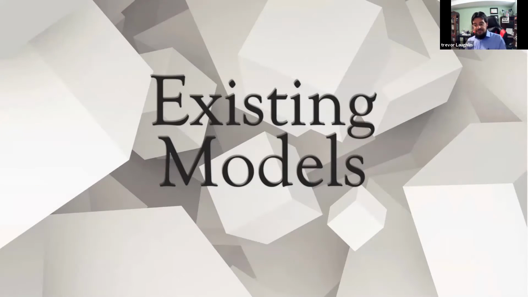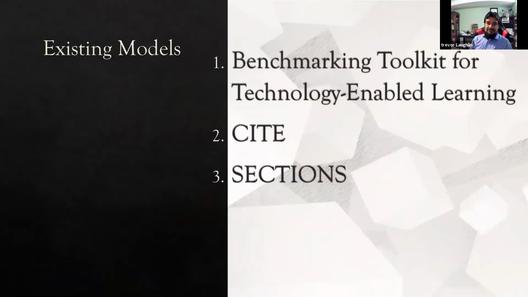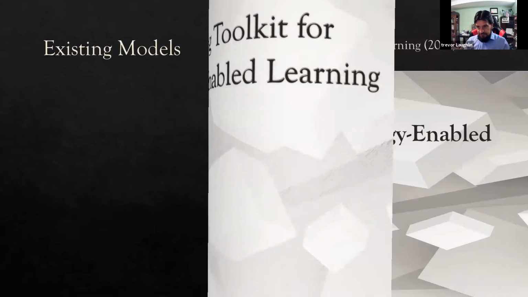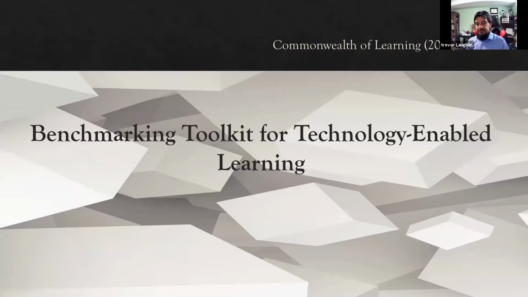So, what are the existing models out there and why aren't we using them? The short answer on that is none of them are exactly perfect, but there's value to them. So there are three models: the benchmarking toolkit, which is actually done by the Commonwealth of Learning; SITE, which is actually done by MIT; and Sections, which is done by Tony Bates. So we're going to start off with the benchmarking toolkit for technology enabled learning, but because that's a mouthful, I'm just going to call it the benchmarking toolkit.